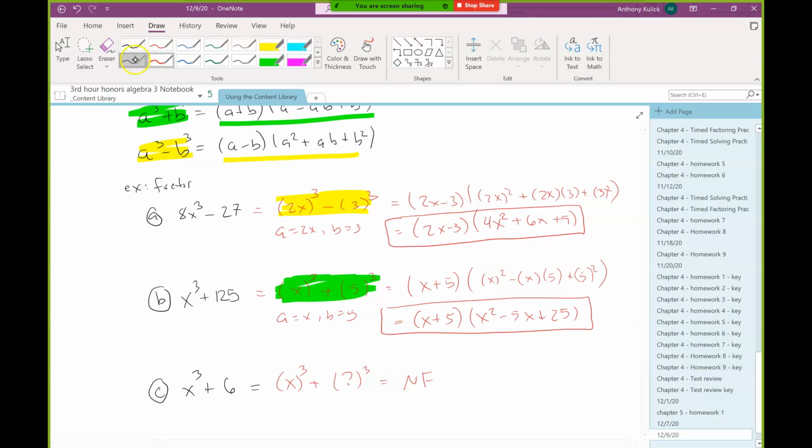I just wanted to make sure that we're clear that you can't always turn something into a sum or difference of two cubes. You have to have both pieces able to write as something cubed. Any questions on using this particular factoring pattern so far?